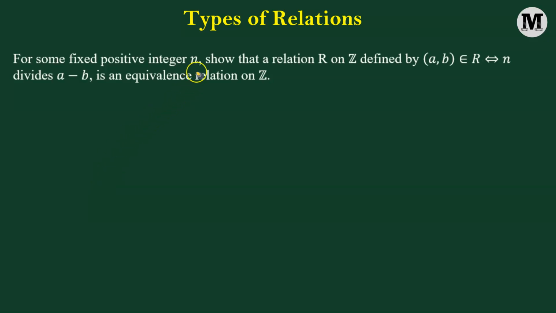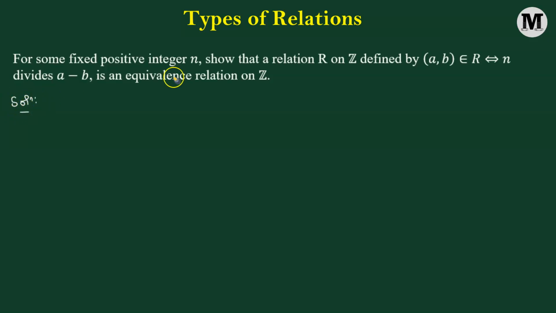For some fixed integer n, show that a relation R on the set of integers Z, defined by the ordered pair (a, b) belonging to R if and only if n divides a minus b, is an equivalence relation on Z. Okay, let us begin.